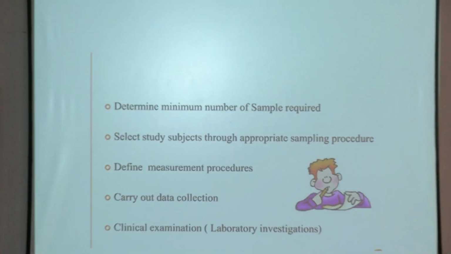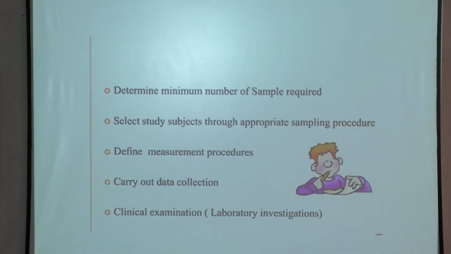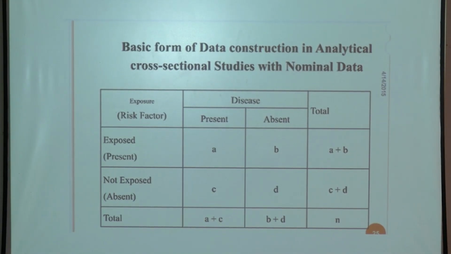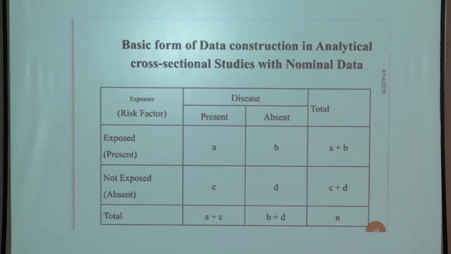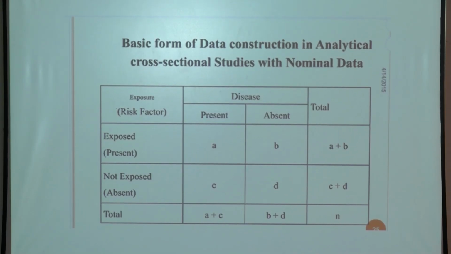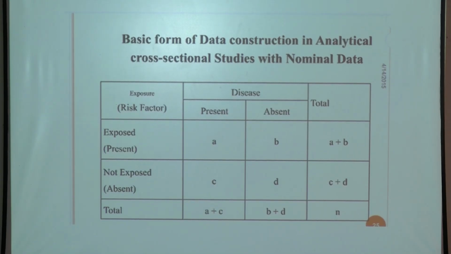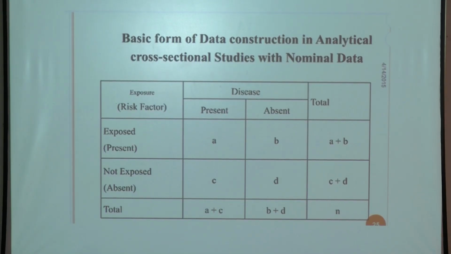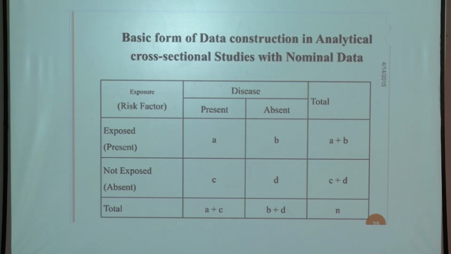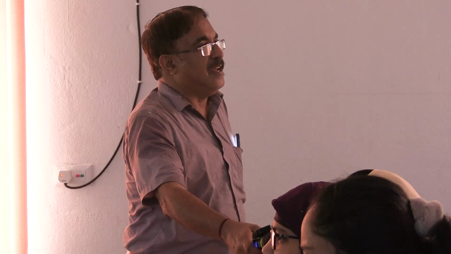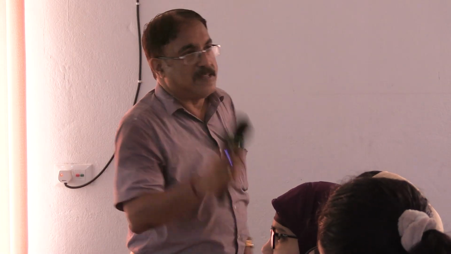Select study subjects by an appropriate sampling procedure. Define measurement procedures. Carry out data collection and clinical examination where necessary. Now again, back to the same thing: disease, risk factor, exposed, not exposed. What are the total number of cases in the population? What is the total population? A plus B plus C plus D.